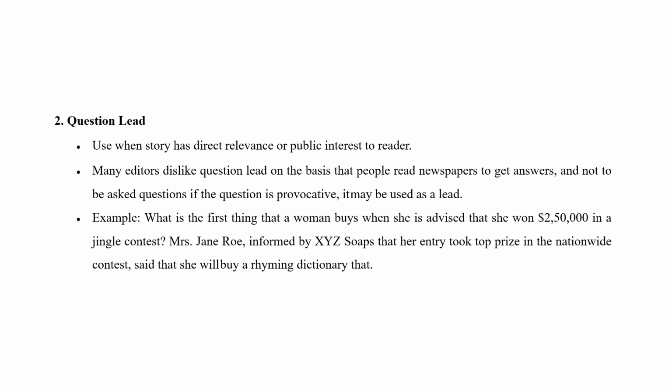For example, what is the first thing that a woman buys when she is advised that she won $250,000 in a jingle contest? Mrs. Jane Roe was informed by XYZ Soaps that her entry took first prize in the nationwide contest. She said she'll buy a rhyming dictionary. So this is a question lead used in this example, which asks the question directly to the reader and establishes the connect.